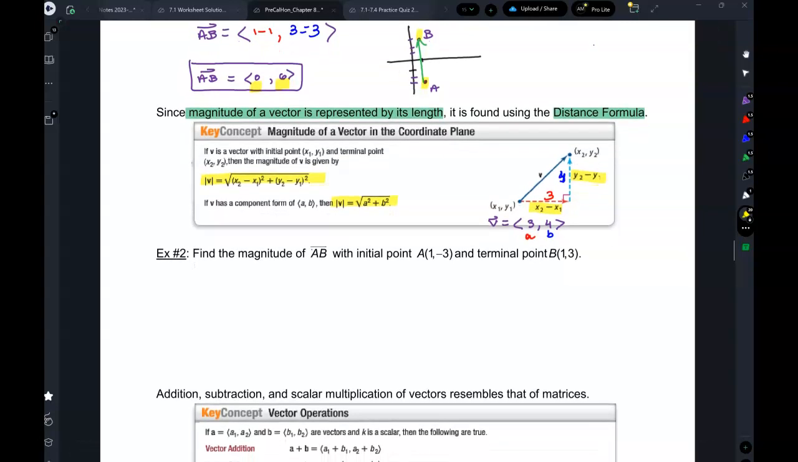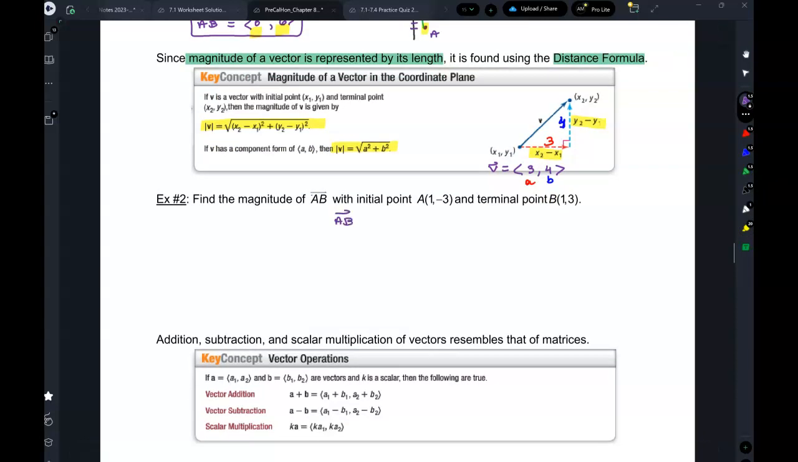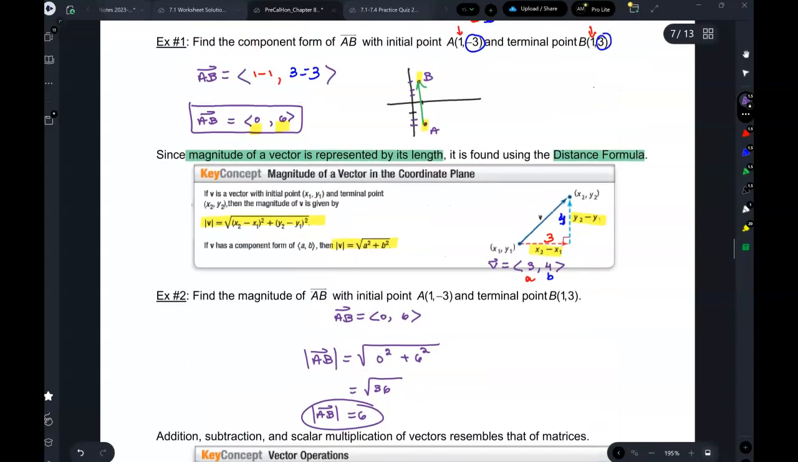All right, so find the magnitude of AB with the same initial points as in example 2. Well, we had put AB in component form, remember? It was <0, 6>. Now, to find the magnitude of AB, all you have to do is take the square root of the x component squared plus the y component squared. This is the square root of 36. So the magnitude of vector AB is equal to 6. And looking at our green vector from example 1, does that have a magnitude of 6? It does. Okay.